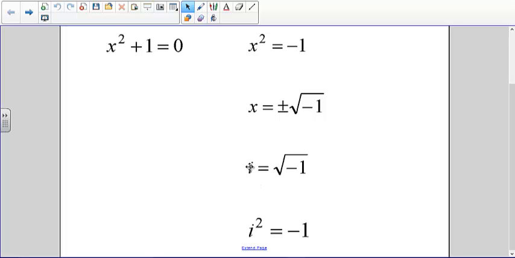Now, one interesting thing about this letter i, if you square i, you square the square root of negative 1, which turns out to be, the square root of anything squared is the argument. So squaring an imaginary number gives you a real number. So that's one of the properties that we'll use a lot.